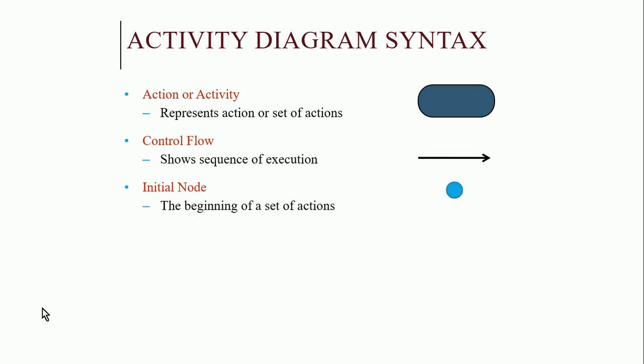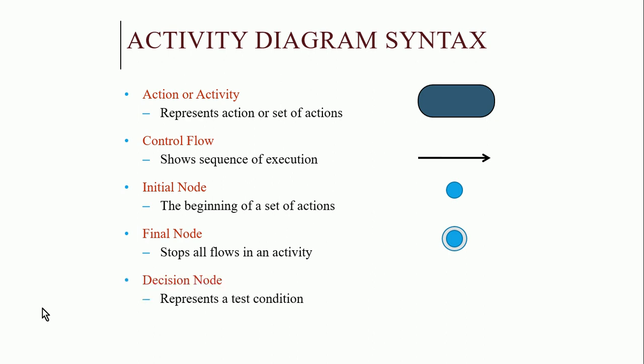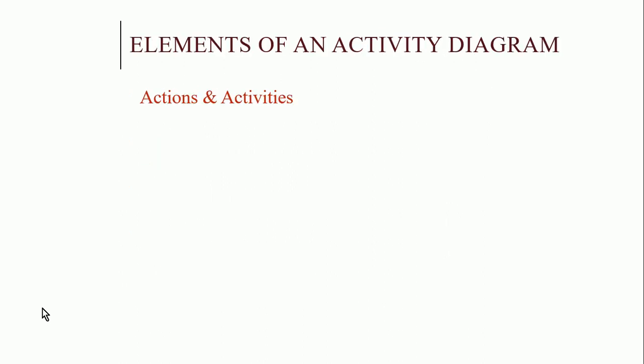And then the initial node is a dot. And the final node is the target, right? Kind of looks like a bullseye, more or less. But that's the final node. You can also have decision nodes, which are a diamond. And then there are also joins and splits, which we'll talk about here in a little bit.